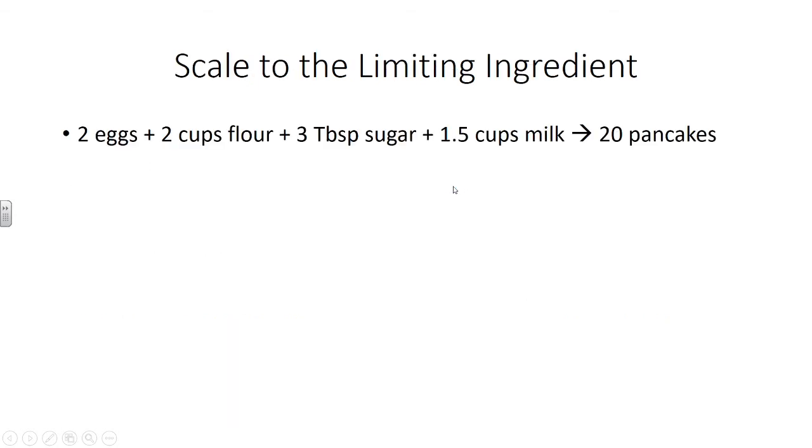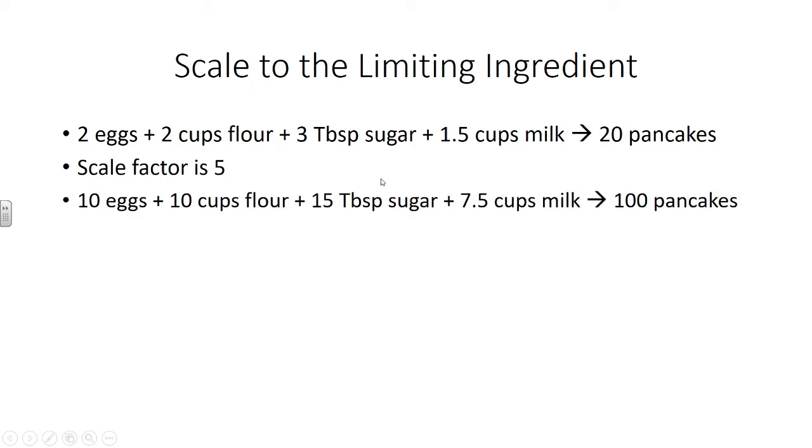So there is the standard recipe written out in chemical equation form, and with a scale factor of 5, we will just multiply everything in there by 5, and that is our rescaled recipe. That will allow us to make a total of 100 pancakes. So that's a decent number. We should be able to feed a lot of people with 100 pancakes.